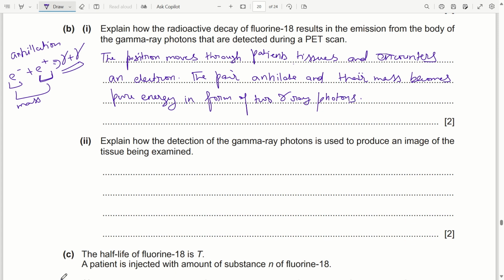Next, second question: explain how the detection of gamma ray photons is used to produce an image of the tissue being examined. The two gamma ray photons travel in opposite directions and strike the detector, but their arrival times are not the same. There is a difference between the arrival times, and due to this time difference, the data is processed and an image of tracer concentration in the tissue is created. Wherever more photons arrive per unit time, that point appears as a bright point.